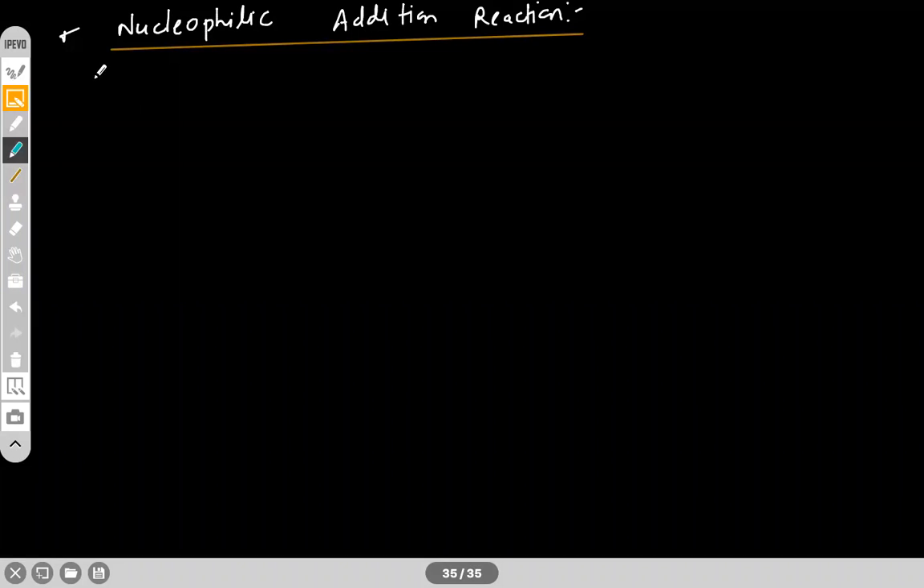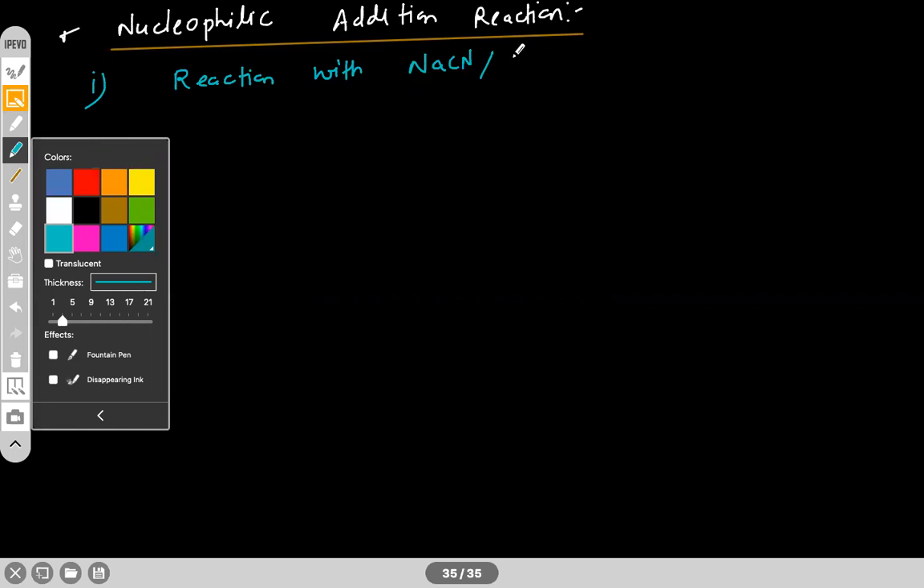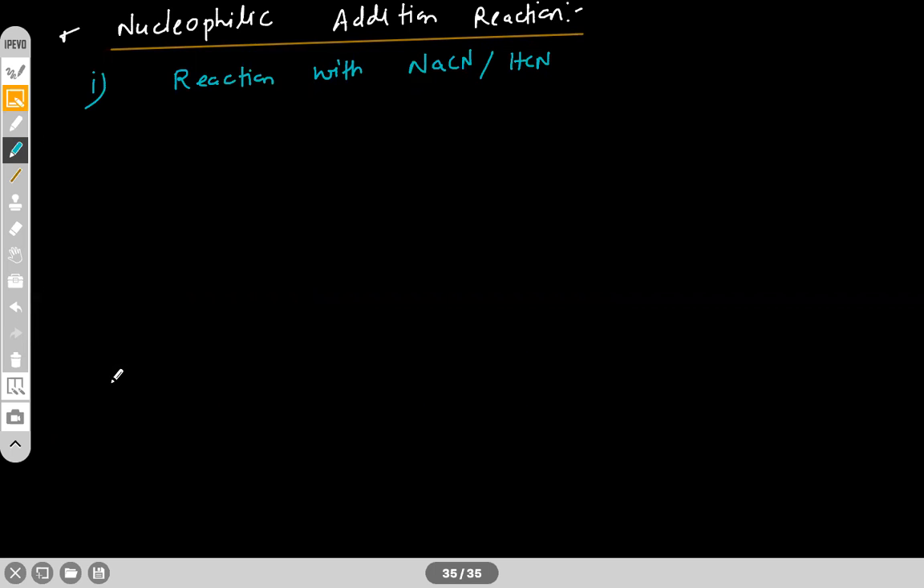Okay. First one, the reaction with NaCN. What is the nucleophile here? CN minus. If CN minus is the nucleophile, then what is the solvent we should take? HCN. NaCN plus HCN, the solvent. Reaction we already know the mechanism, you can understand it easily, right?